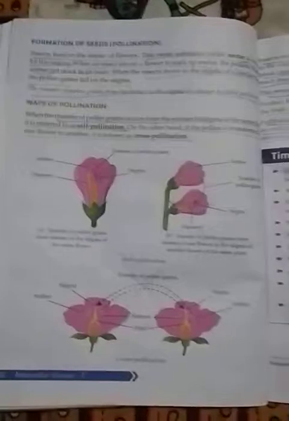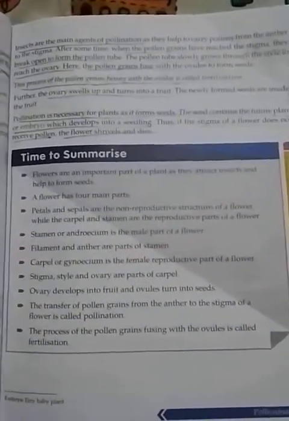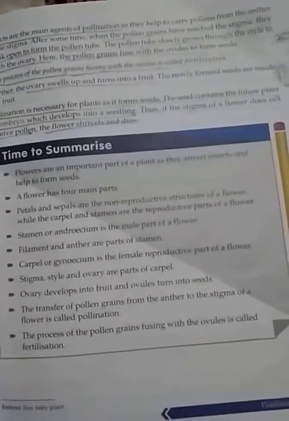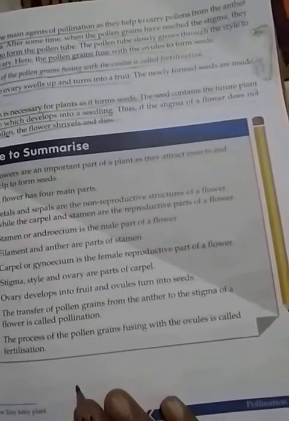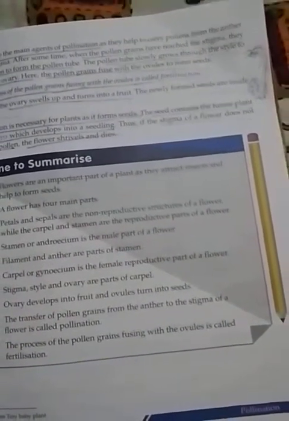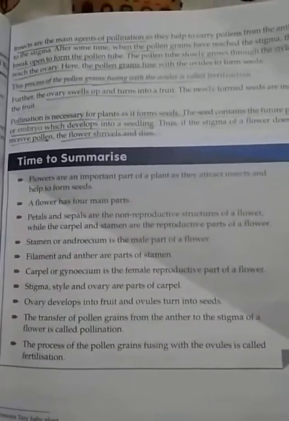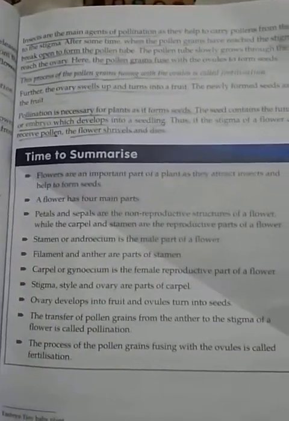On page numbers 40 and 41, I have underlined some points. You are supposed to write these points in your copy and please learn them. Pollination and ways of pollination. You are supposed to learn the definitions of pollination and fertilization. First of all, you are supposed to learn pollination. What is self-pollination? What is cross-pollination? What is fertilization? All the four definitions: pollination, self-pollination, cross-pollination and fertilization. That will be your homework.